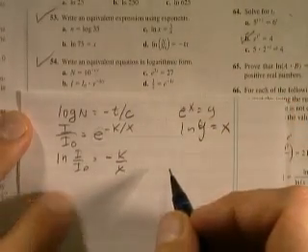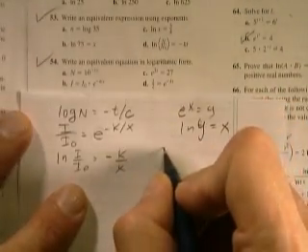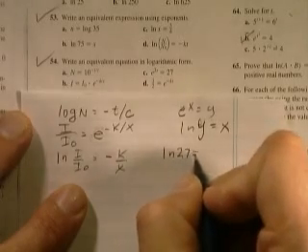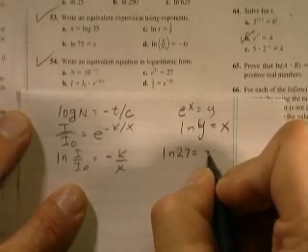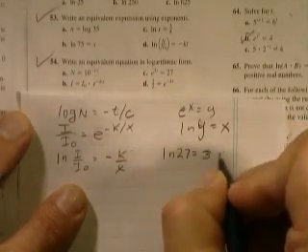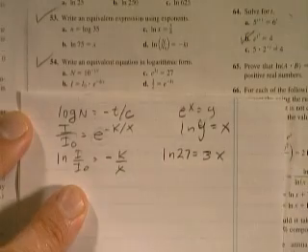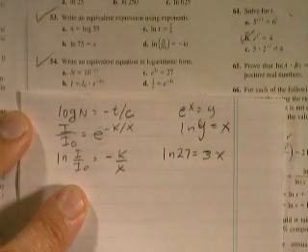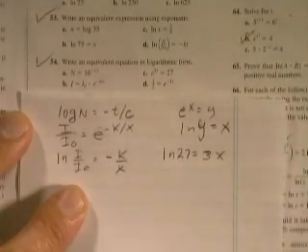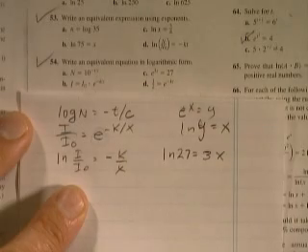Put it in logarithmic form. How are you going to do that? The natural log of 27 is 3x. Natural log of 27 is 3x. Okay? Count powers of the base. Yes?